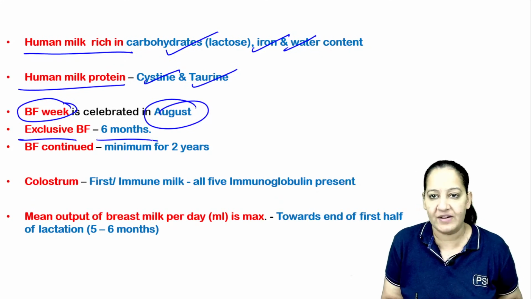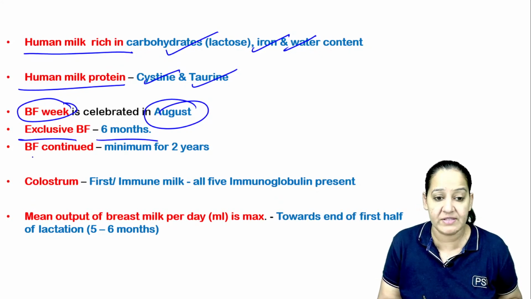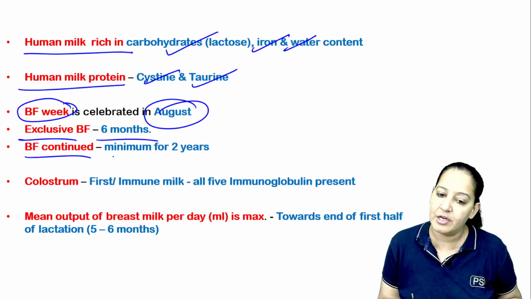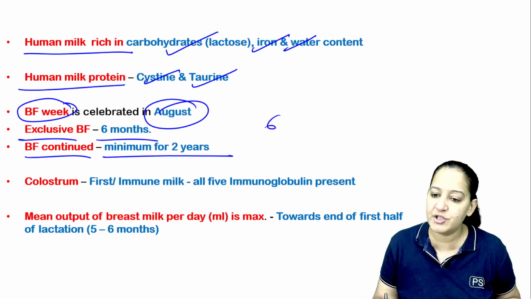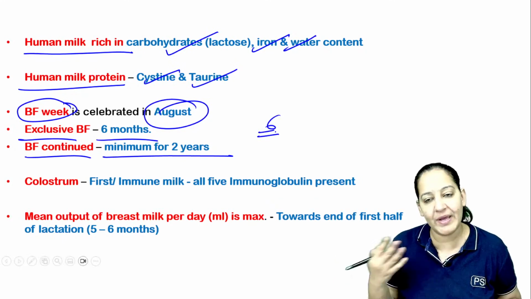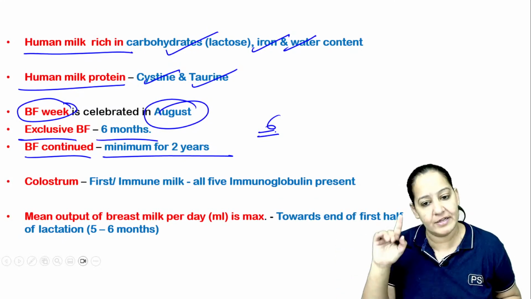Exclusive breastfeeding for the first 6 months, we have read that. That was our question. Breastfeeding can be continued up to 2 years. For the first 6 months it should be exclusive. From 6 months onwards weaning starts, but breastfeeding can be continued till 2 years.